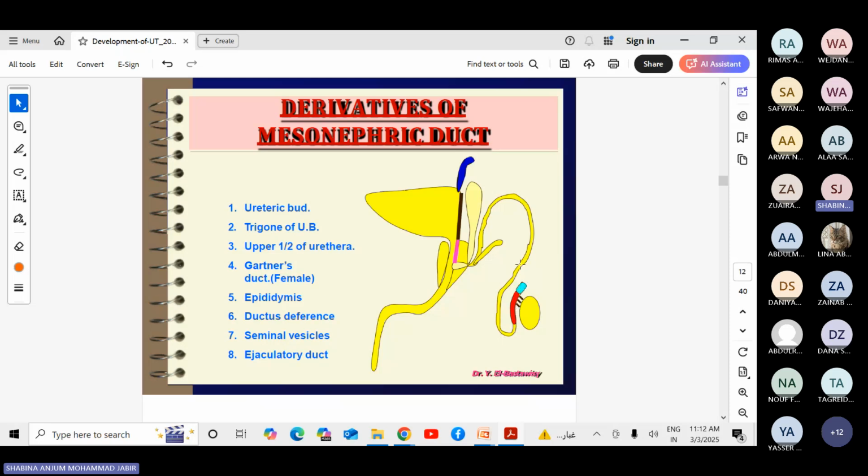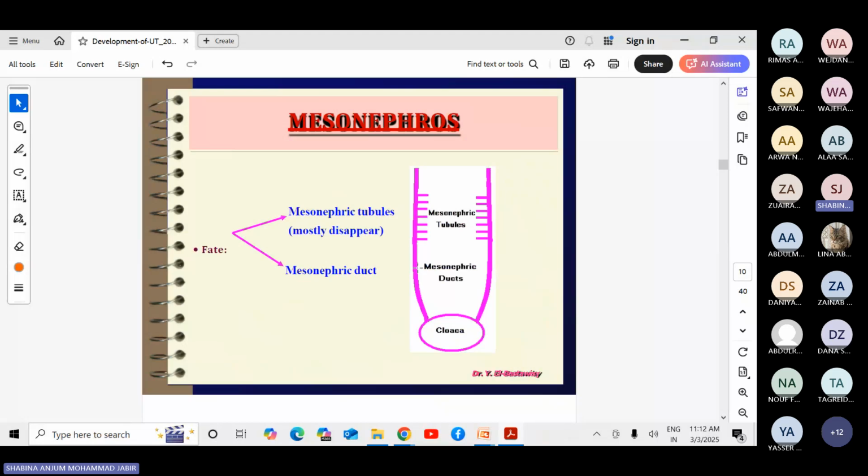Then the ductus deferens. This is the ductus deferens. Then here we have the seminal vesicles and ejaculatory duct. From here to here, you can draw a line. These are the structures developing from the mesonephric duct. So where is our mesonephric duct? This one. This duct will not disappear completely. It will give origin to the ureteric bud, the bladder, part of the urethra, and part of the reproductive system in males.